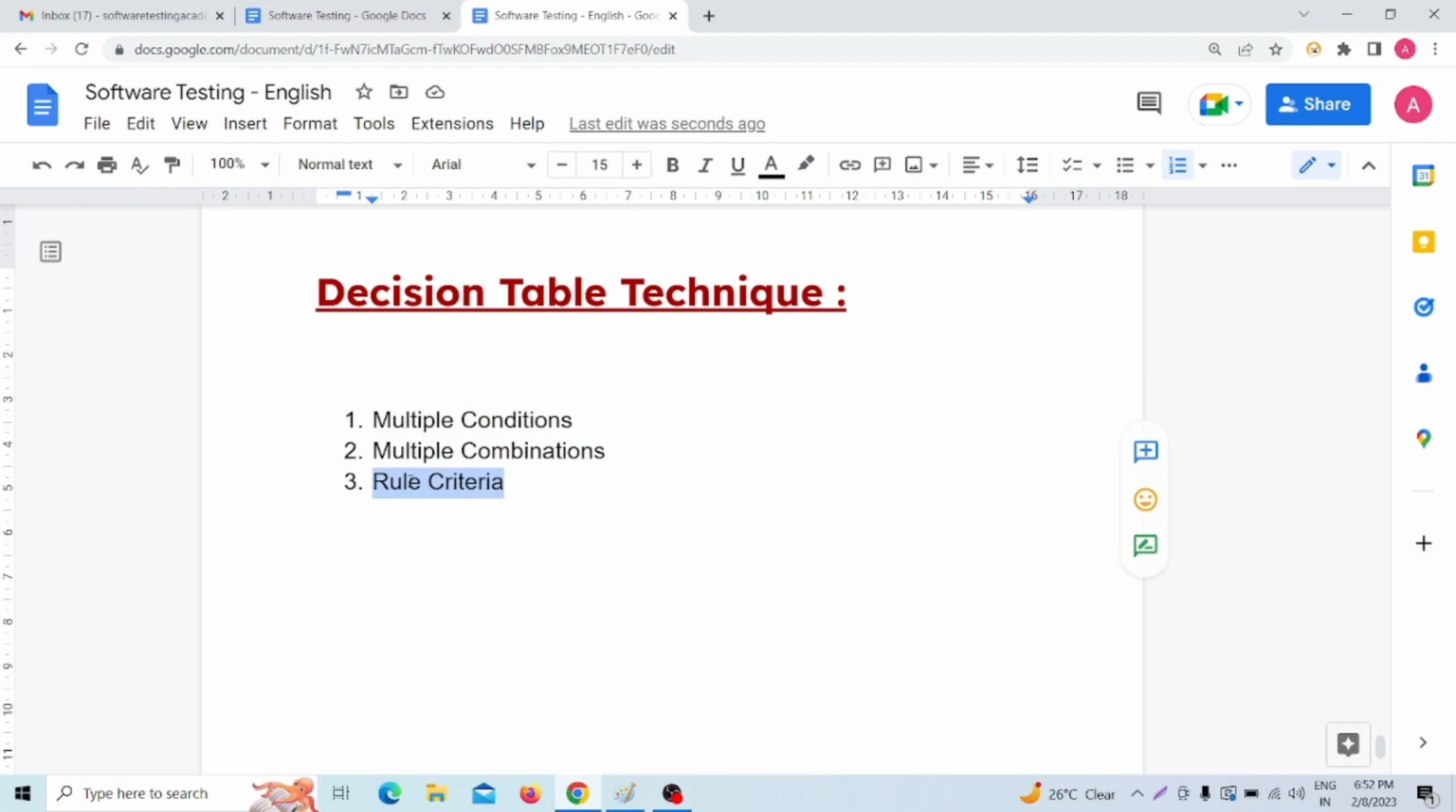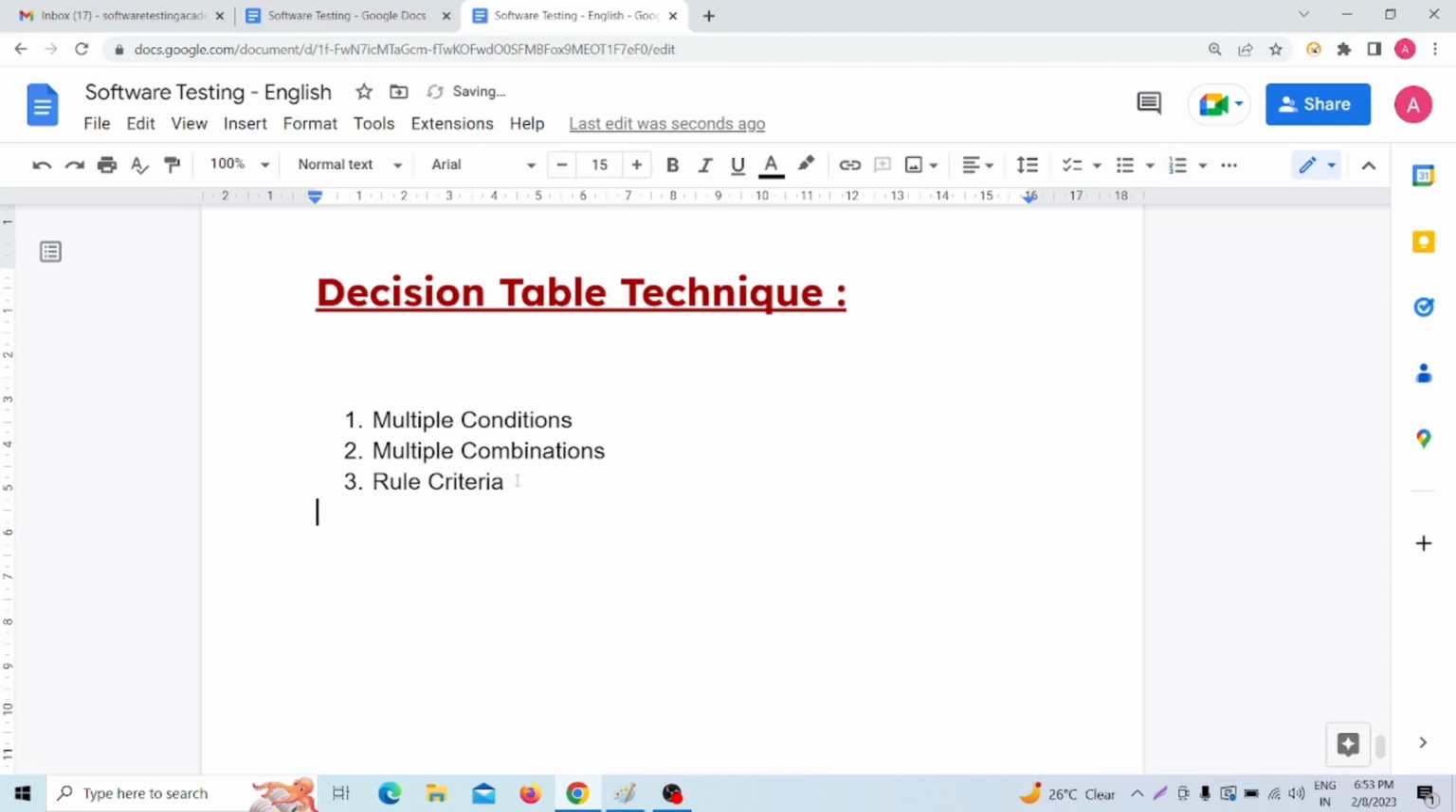Now, how will we test? I will teach you everything. Okay, just follow me guys. In the decision table technique, we have to test multiple conditions, multiple combinations and rule criteria. We have to check multiple inputs. In this technique, the conditions are taken as input and actions are taken as output.